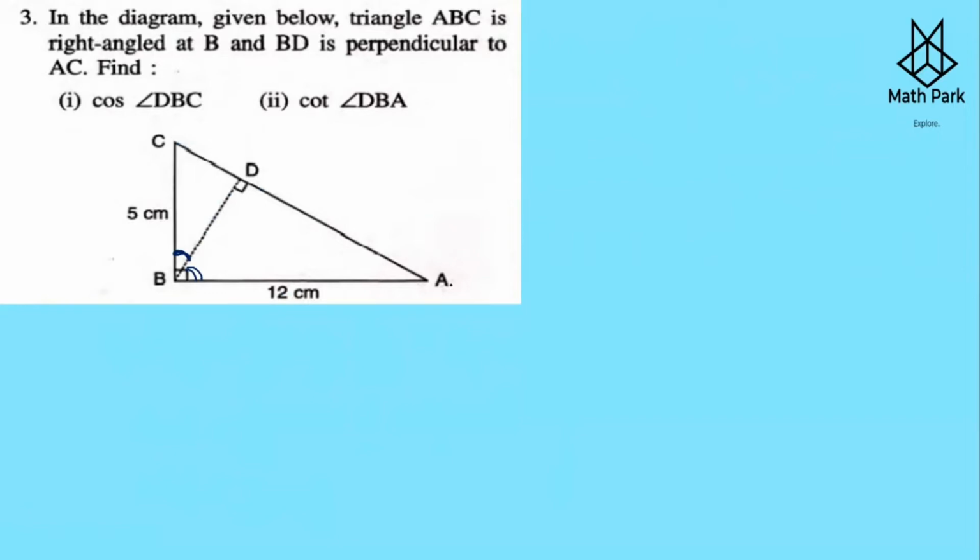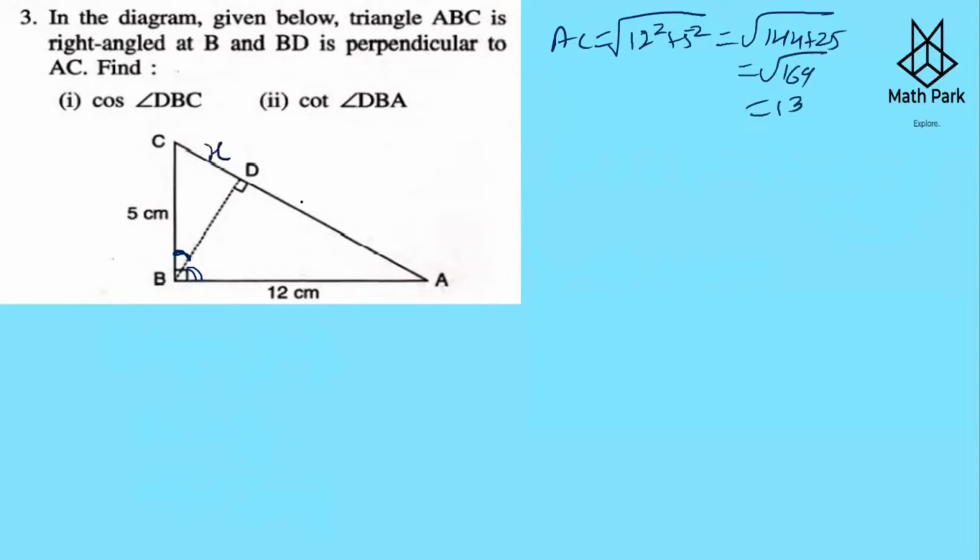So first we find the hypotenuse AC. So we get AC is equal to square root of 12 square plus 5 square, which is root of 144 plus 25, root 169, that is 13. So this is 13. If I take this as x, this will become 13 minus x. Now, since we have to find cos DBC, we need the adjacent side. So we will find now BD.